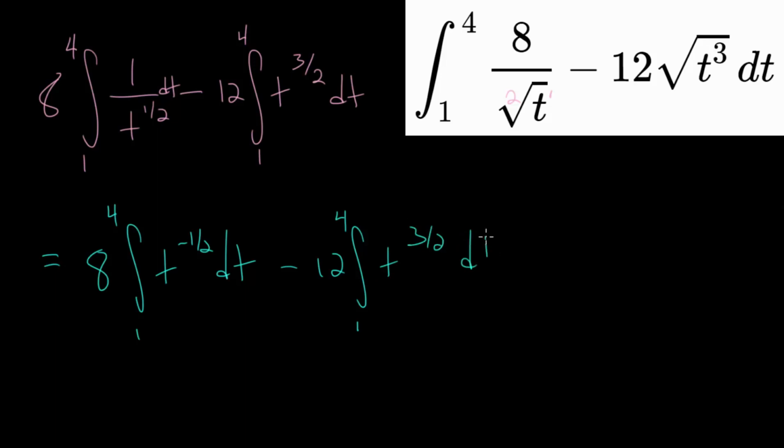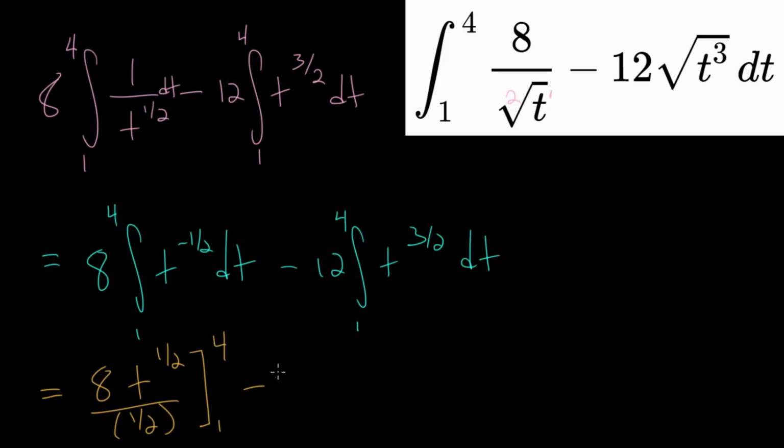Now, at this point, we can use that power rule for antiderivatives. We will increase the exponent by 1 and then divide by that new exponent, so that we have 8 multiplied by t to the 1/2 power. We just added 1 to that, and we'll divide it by 1/2. Though we also need to evaluate the integral between the bounds of 1 and 4.